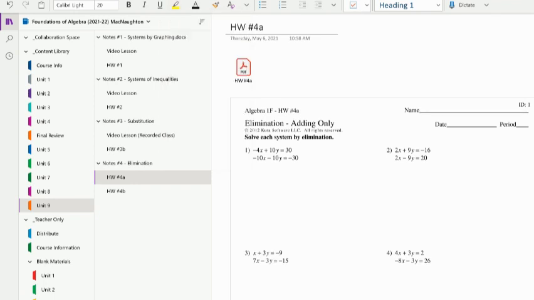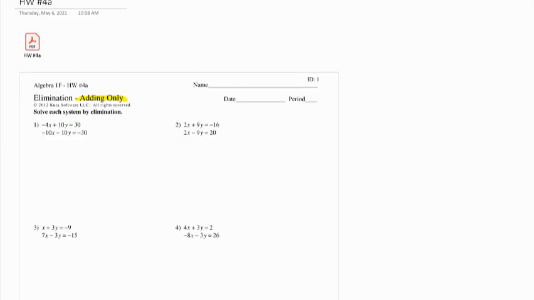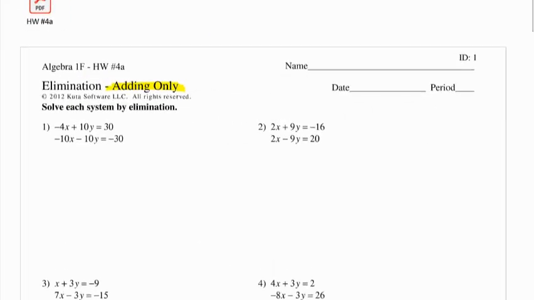So you've got this first page. Okay, so this first one says elimination, and it's adding only. If you look at all of these problems, notice you've got your positive 10 and negative 10, positive 9, negative 9, positive 3, negative 3, right? They are already all set up. You don't have to do any multiplying. You're ready to just put that line underneath and add them together and solve. Okay, this whole first page is just like that.